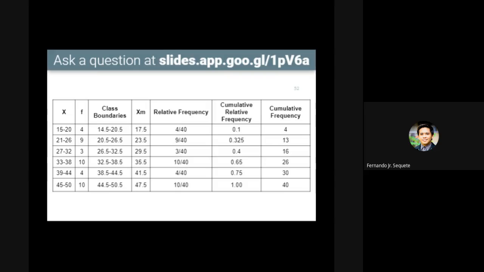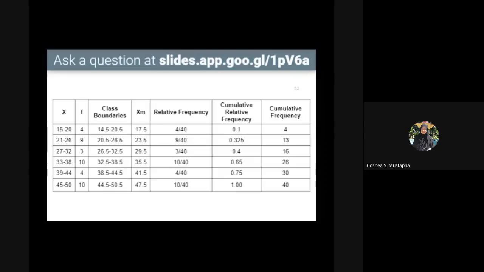Next would be the cumulative relative frequency. So paano ba natin kukunin ang cumulative relative frequency? In our cumulative relative frequency, children, dapat ang matotal nito, yung pinakalast talaga is magiging 1. Can someone try to compute kung paano kinuha ang 0.1? Sir, i-divide yung relative frequency. Okay. So if we have 4 divided by 40, can we get 0.1?